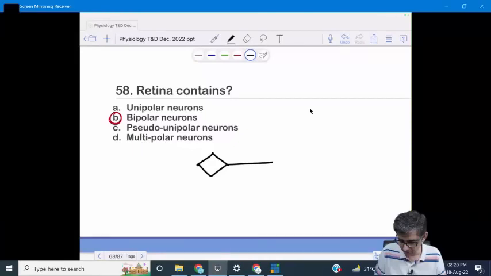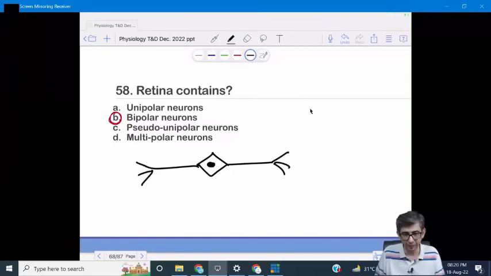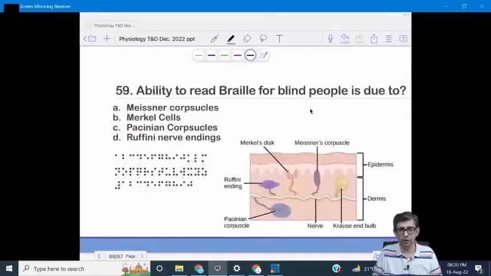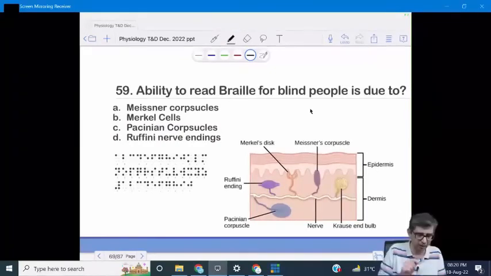Answer to 58 is Bombay. We come to 59. Ability to read Braille will be with respect to which of the following structures which is present in the fingertips of an individual.